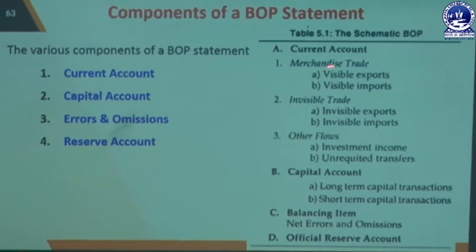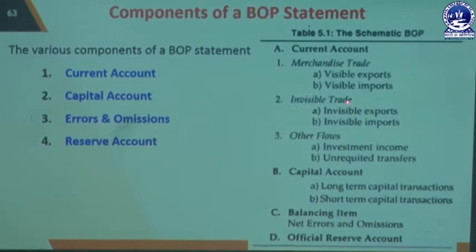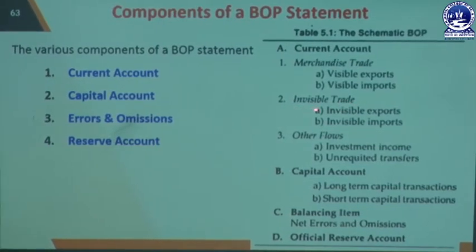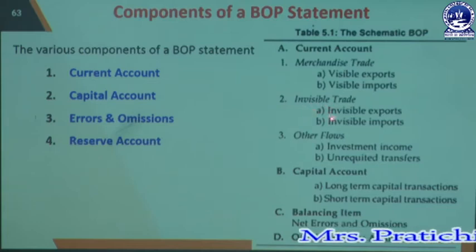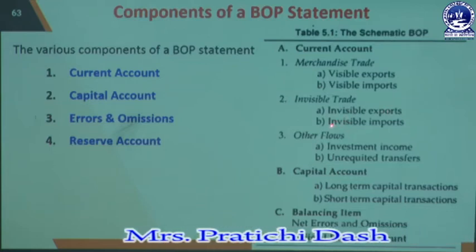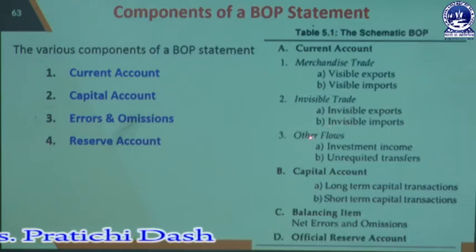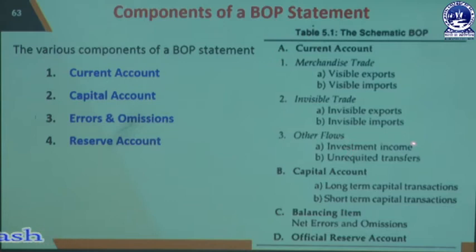Another content of the current account is invisible trade, which is the trade in goods and services imported and exported by the country that are invisible. That means those are not physically existing; they come under invisible exports and invisible imports. The other flows are investment income and unrequited transfers, which all come under the current account.